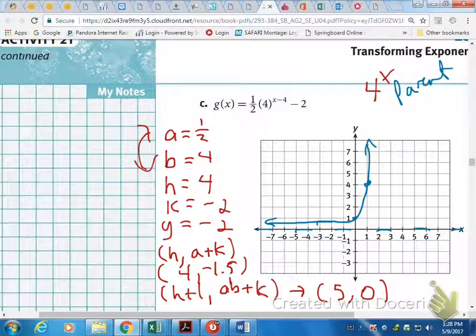Now, the new reference points. The new reference point at 4 and negative 1.5. So right around in there. And then your 5 and 0. The asymptote is at negative 2. So we're just going to sketch that one in.